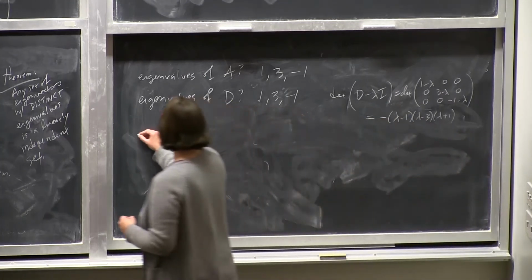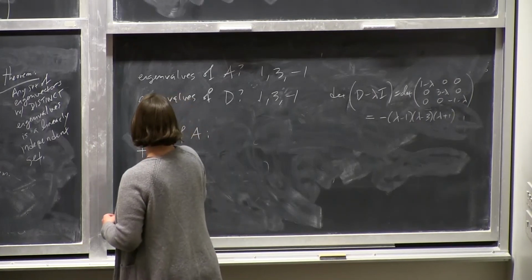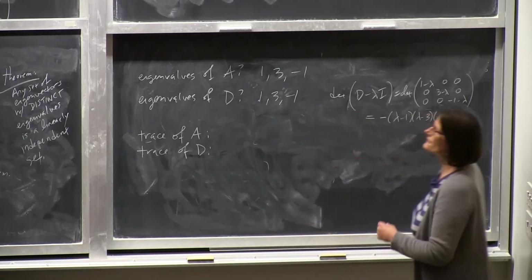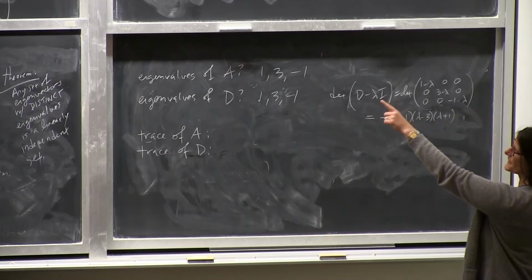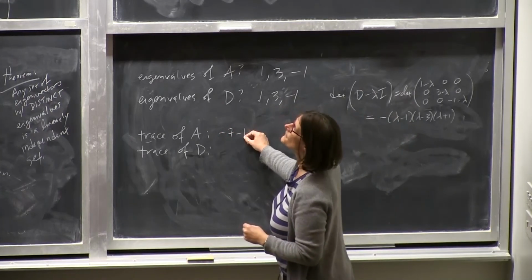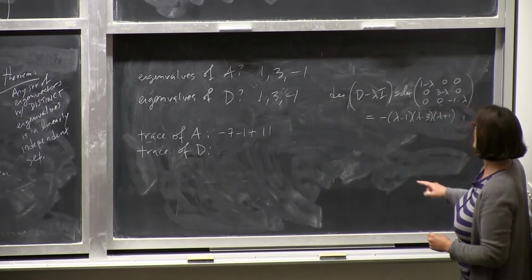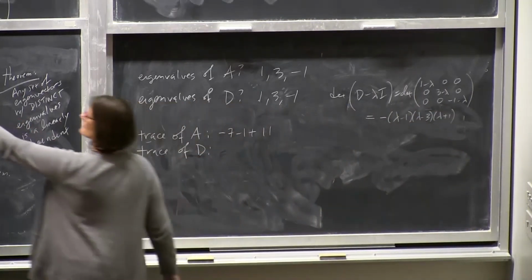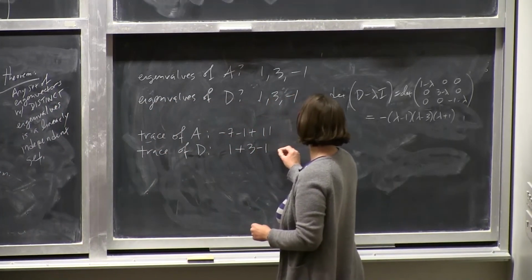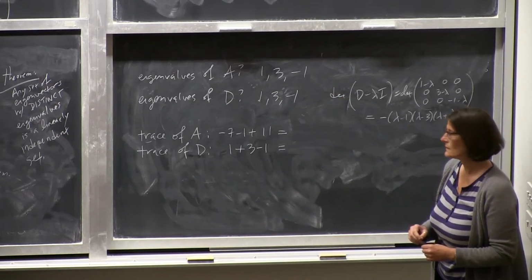Now, let's compute the trace of A and the trace of D. So the trace of A, what that means is add up the diagonal entries, add up the things on the diagonal. Minus 7, minus 1, plus 11. If I add up the diagonal entries on D, I get 1 plus 3 minus 1. What do these things add up to? 3.